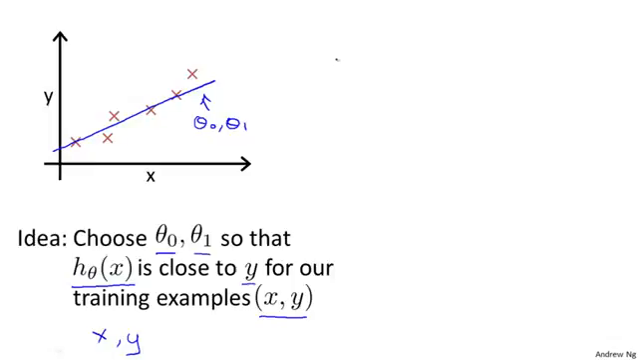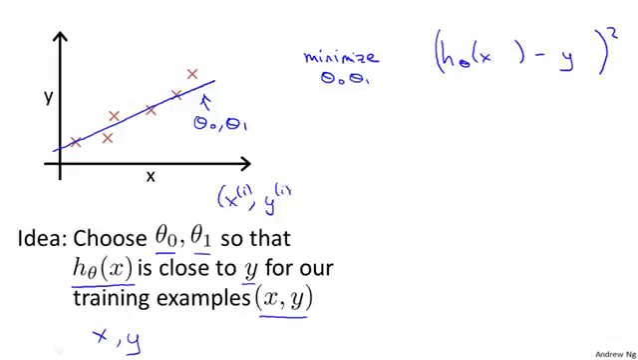Let's formalize this. So in linear regression, I'm going to want to solve a minimization problem. So I'm going to write minimize over theta 0, theta 1. And I want this to be small, right? I want the difference between h of x and y to be small. And one thing I'm going to do is try to minimize the squared difference between the output of my hypothesis and the actual price of a house. Okay? So let's fill in some details. You remember that I was using the notation x i comma y i to represent the ith training example.